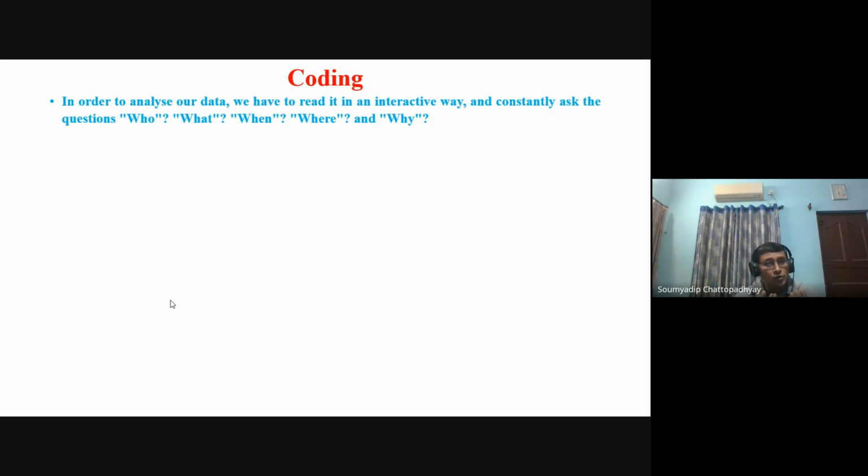Now, if we want to analyze the data, it is always helpful if we approach that analysis in an interactive way. By interactive way, I mean we constantly ask questions like who, what, when, where, why. These are very common, I think the most prevailing, in any research, be it qualitative research or quantitative research.